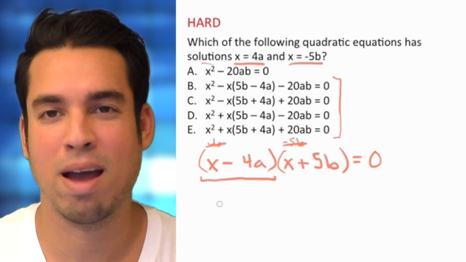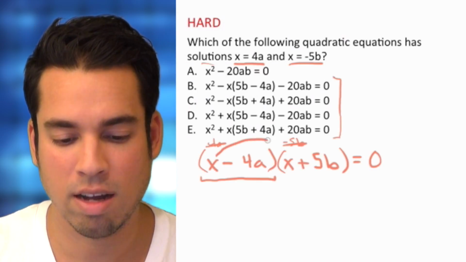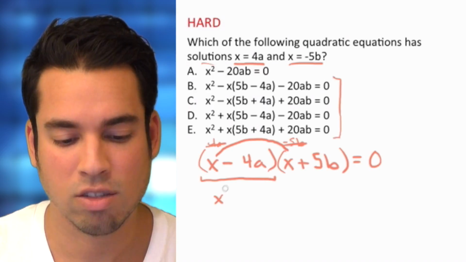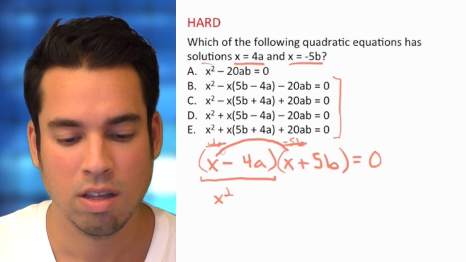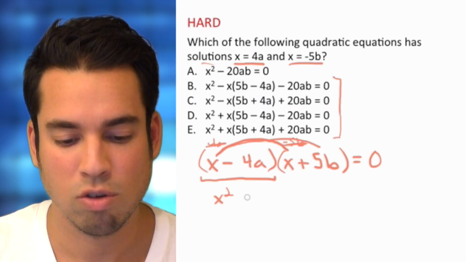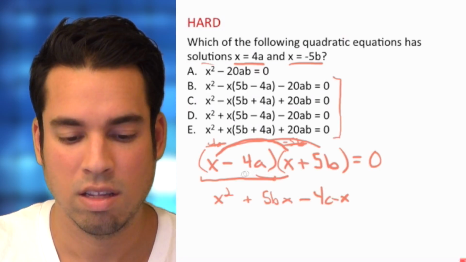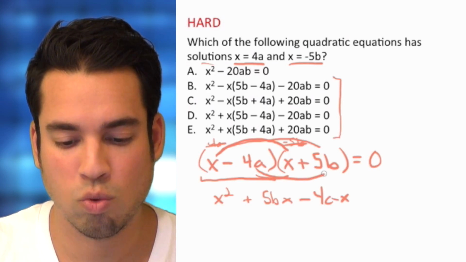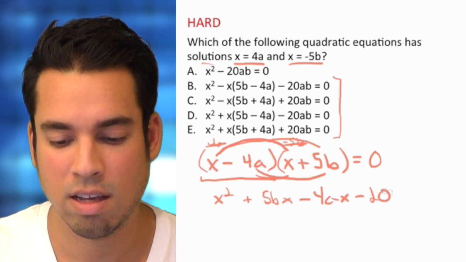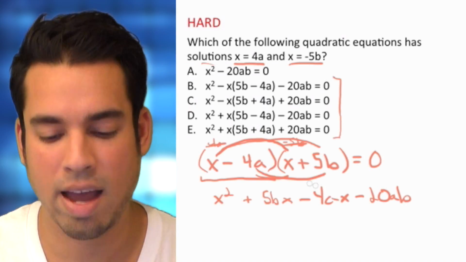But notice that these are not in the same format. They've multiplied them out. So we've got to do the same thing. Let's go ahead and use FOIL. We've got x times x, we get x squared. And then we've got x times 5b, so plus 5bx. Then we've got minus 4ax. And then what is the last part? Minus 20ab. Okay? So of course these are all equal to 0, has to be.